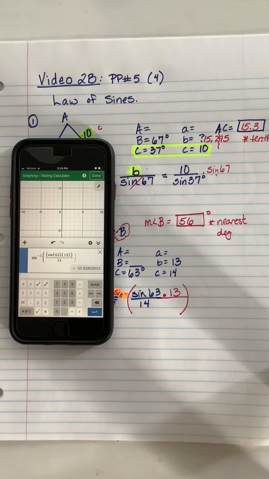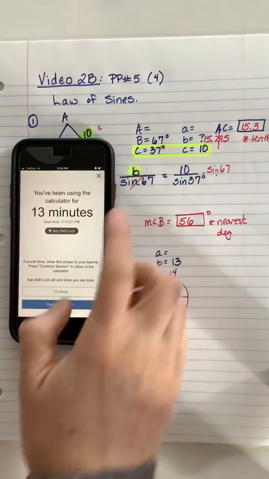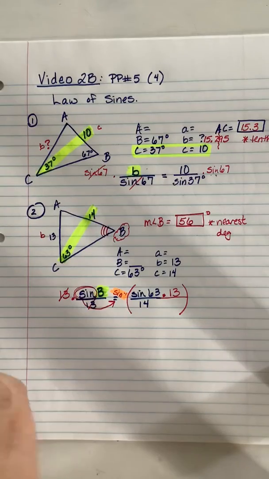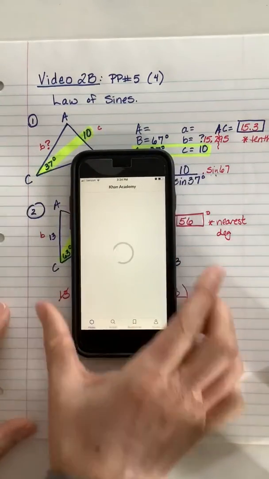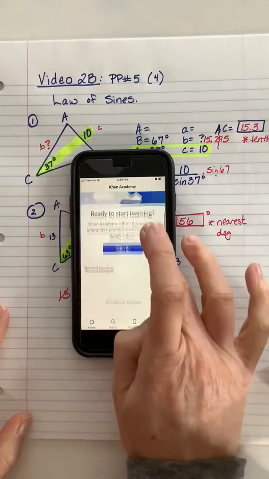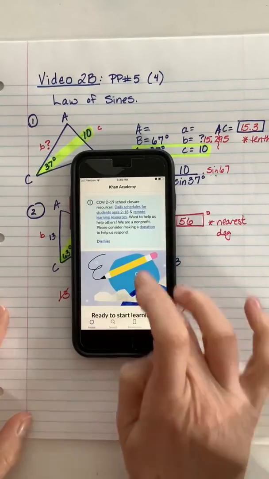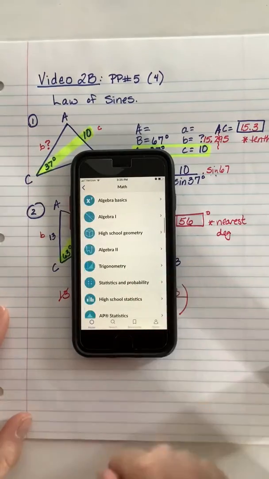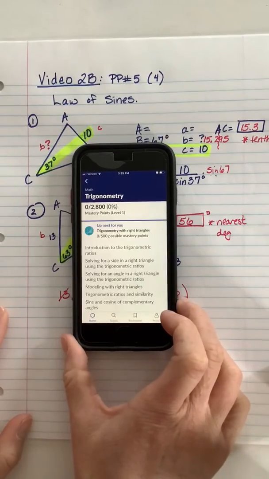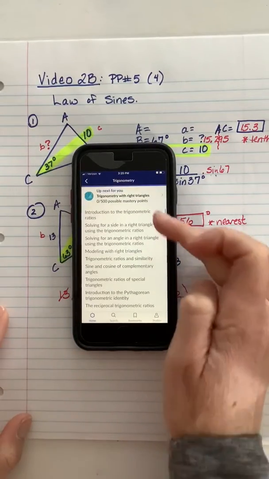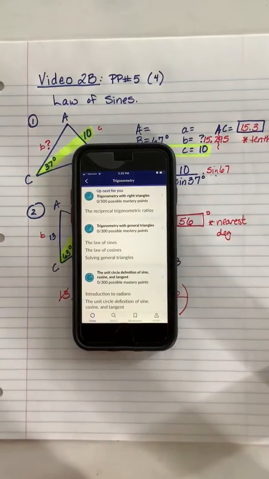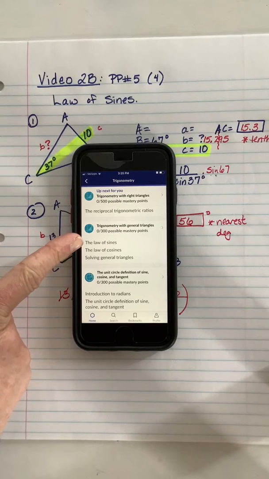Okay, kiddos, good luck with this practice problem set. It's been a little while, so let's go back into Khan Academy here. I'll help you out. So I'm going back in. I am in my trig unit. So I'm going into my trigonometry unit. I know I'm looking at law of sines. So we've already been through the beginning, intro to right triangle trig. Now you can see we're in a new section. So the first one is the law of sines. This is going to be today's practice problems.